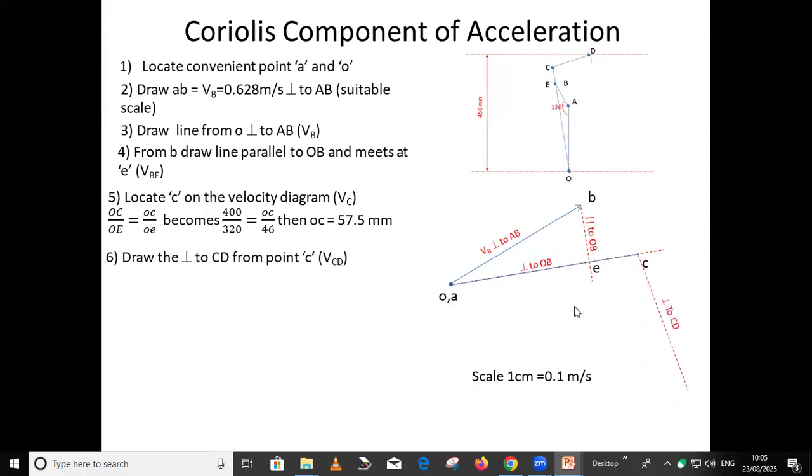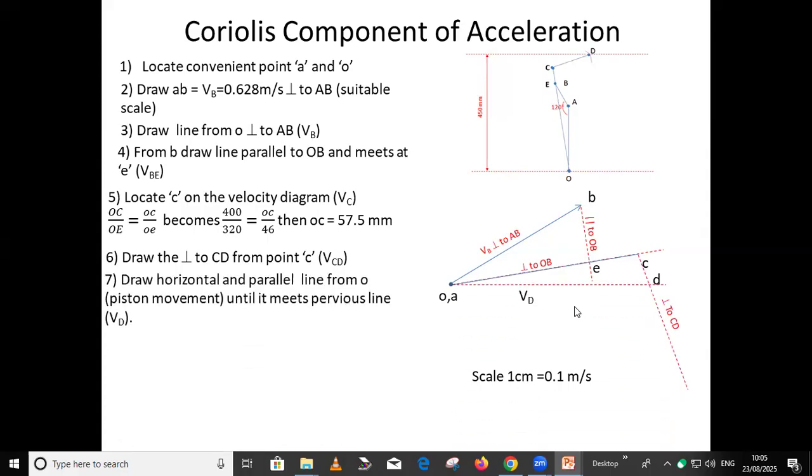So after plotting the perpendicular and horizontal line, because the slider is moving in the horizontal direction, you get point D. Just connect D and C, and D and point O. In this way, we get the velocities for all the points. Our question is to determine the velocity of D, so just measure that distance and multiply by the scale, and you will get the velocity.